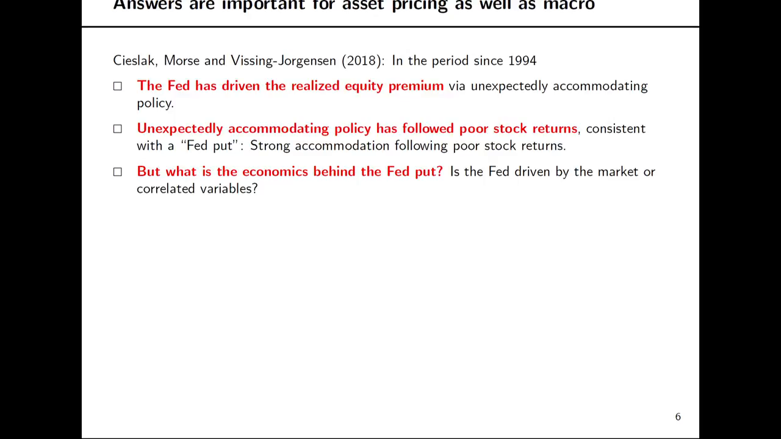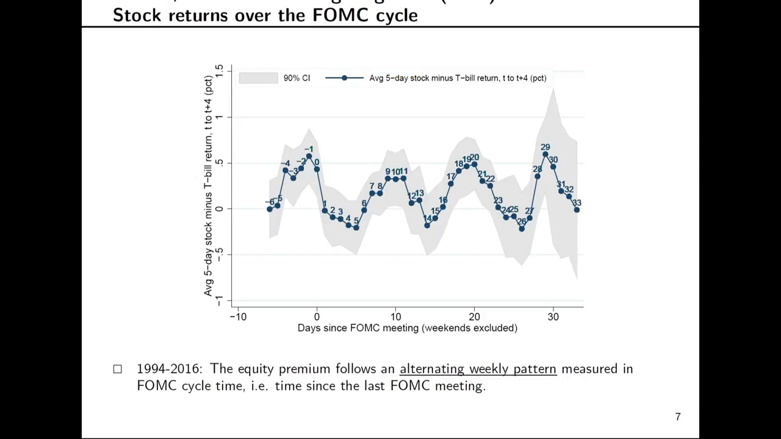Anna and I have an earlier paper with Adair Morris where we argue that not only, as we'll focus on in the current context, does it seem like the Fed is reacting to the stock market, but also it's driving the stock market. Let me show you the picture here. If you do an event study relative to the day of the FOMC meeting and keep track of the 5-day return on the stock market, there's a very weird pattern: in even weeks, in what we call FOMC cycle time, the stock market has done very well.